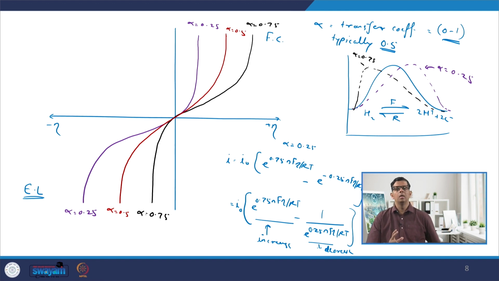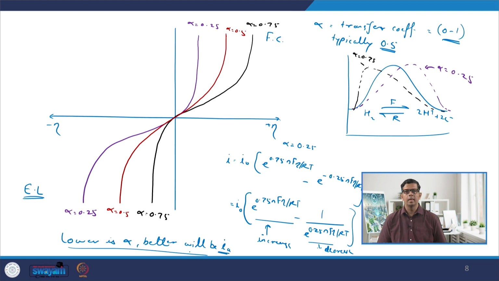We can tune this transfer coefficient in the electrocatalyst that we are synthesizing and favor one particular reaction, whether it is a fuel cell reaction or an electrolyzer reaction. So, I can write this: for a fuel cell, the lower the alpha, the better the anodic current, right. This is the case of a fuel cell. Having understood the significance of the electrocatalyst and the transfer coefficient, we will now look at the Tafel equations in the upcoming classes. Thank you.